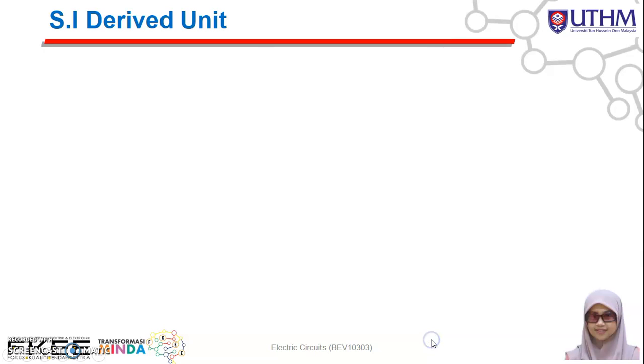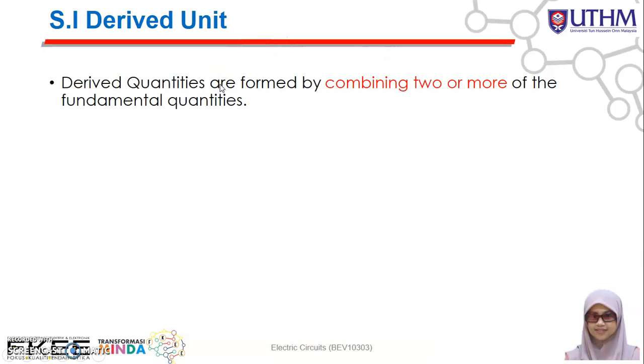So next, for the derived unit. How about the derived unit? Basically, the derived unit comes from the base unit itself. The derived quantities are formed by combining two or more of the fundamental quantities. The fundamental quantities refer to the base unit. So for example, area is length multiplied with width.